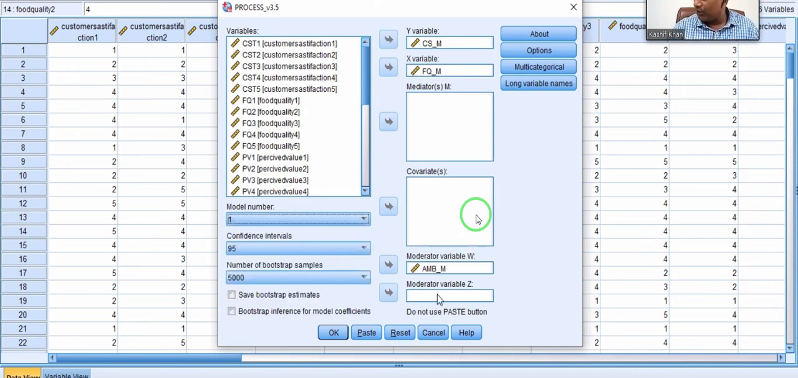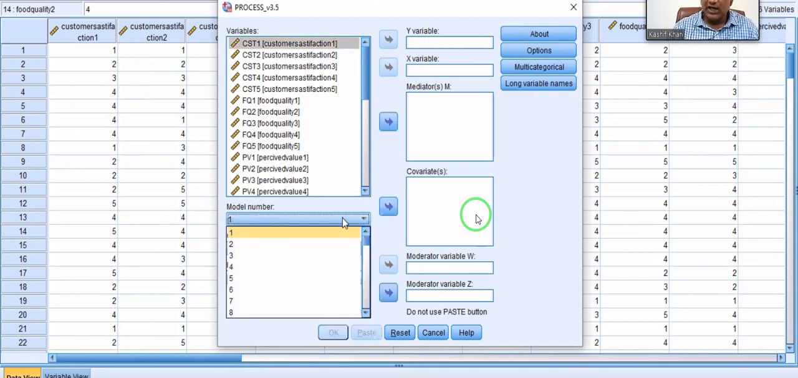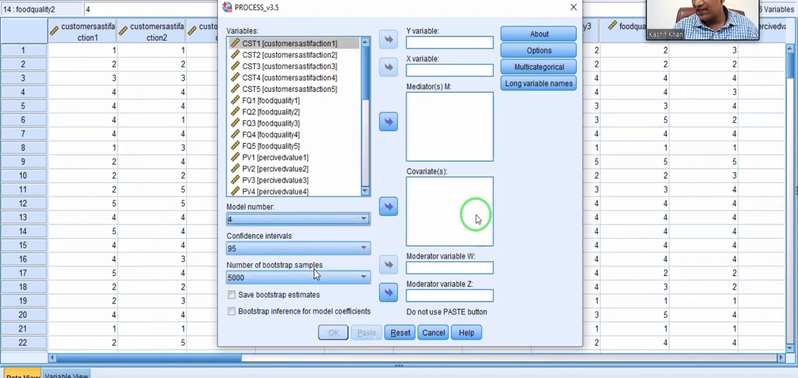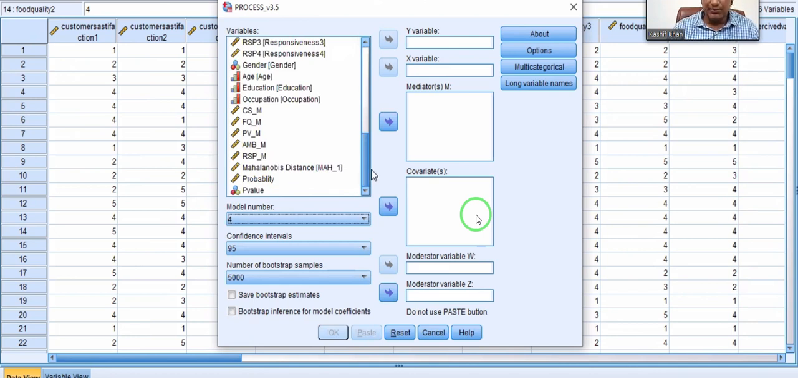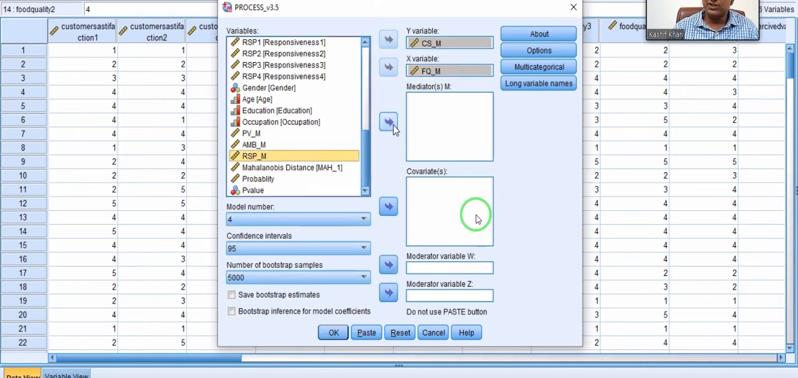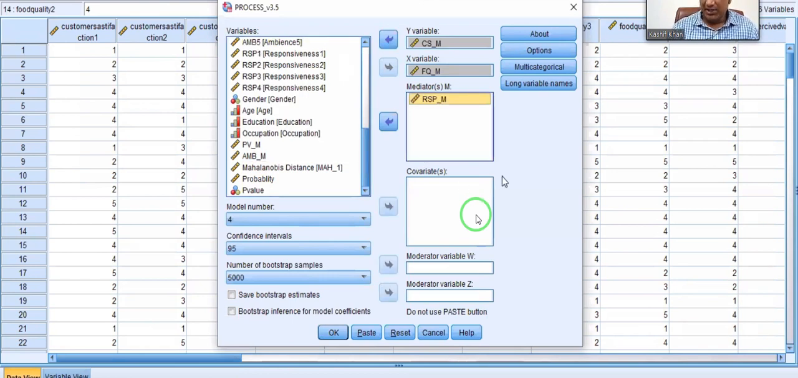Now for simple moderation, let's do simple mediation. Now for simple mediation, let's reset it. I'll be selecting model 4. And again, simple mediation means only one variable as an independent, only one variable as a dependent, only one variable as a mediator. So let's say customer satisfaction again as our y variable. Let's say food quality is our independent variable, and let's say responsiveness of the staff is our mediation variable.